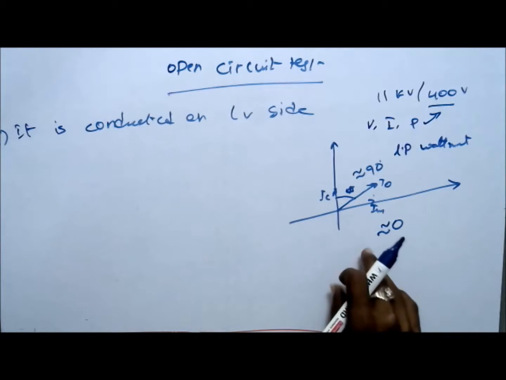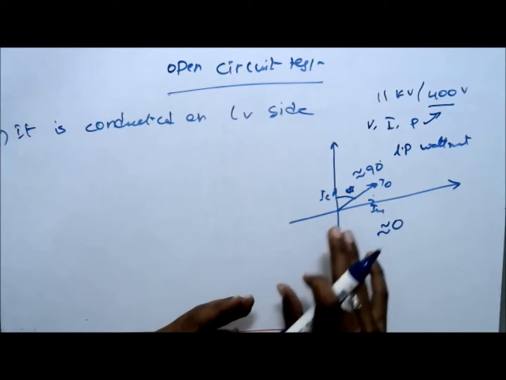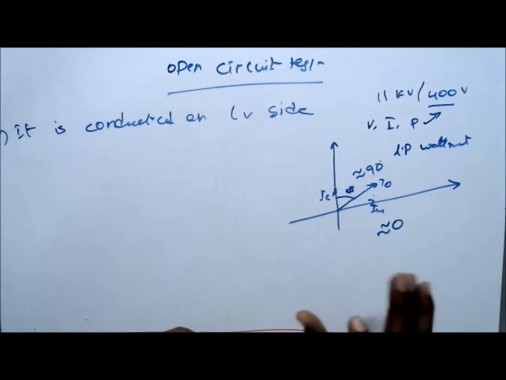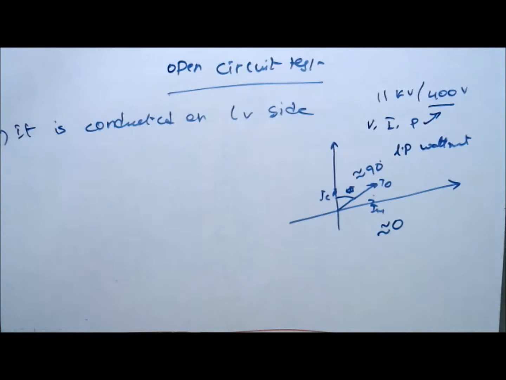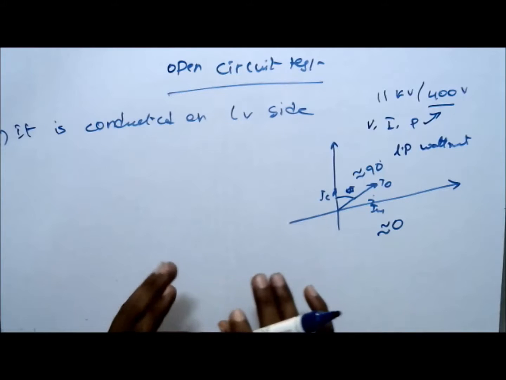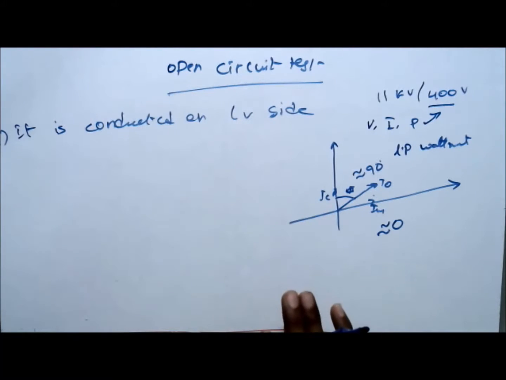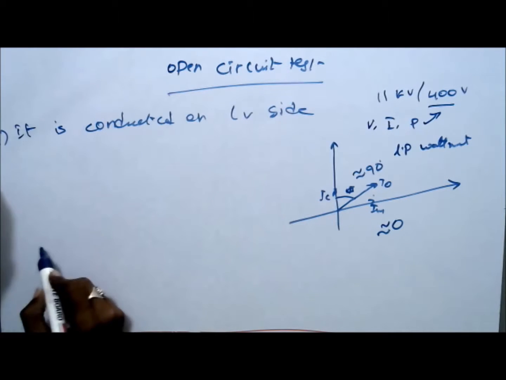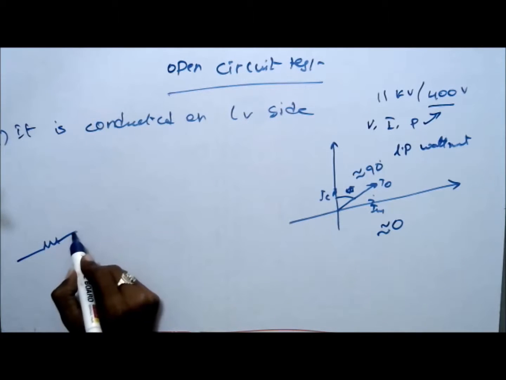Then the open circuit test gives the shunt branch parameters. Usually the equivalent circuit, we have discussed previously, can be approximated, and we will use the approximate circuit. Primarily the exact equivalent circuit is this one.